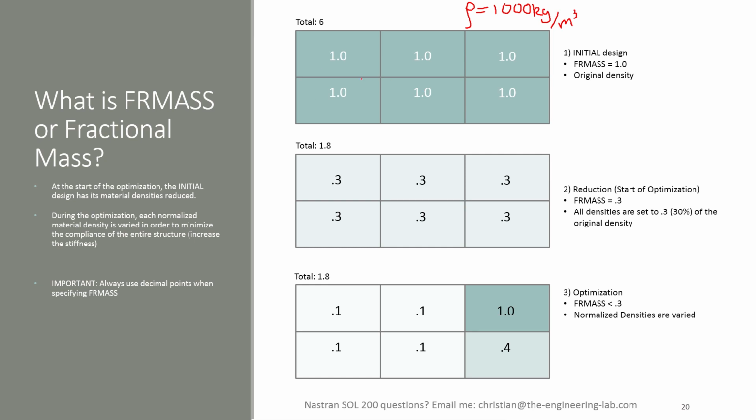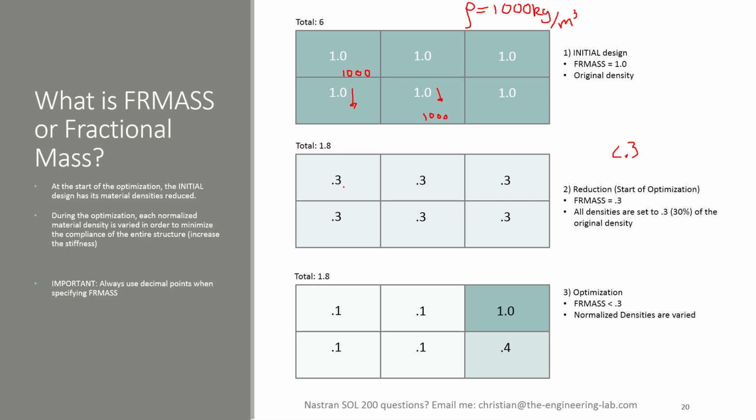And we'll go ahead and say that each element here starts at a normalized density of 1. So here, the density here is 1,000. The density here is 1,000. And so on and so on. Now, before the optimization occurs, there's a reduction. If you said that the FR mass should be less than 0.3, as an example, it's going to reduce all of the normalized densities to 0.3.